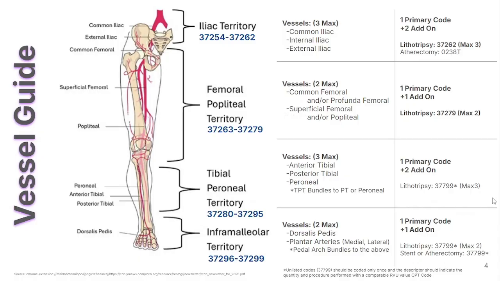Unlisted codes, just as a note, should be coded only once for these procedures, and the descriptor should indicate the quantity and the procedures performed, and then you should also provide a comparable RVU CPT code. So this chart is wonderful for providing you the maximum units, all that you can consider as far as these new coding scenarios and how many in each territory.